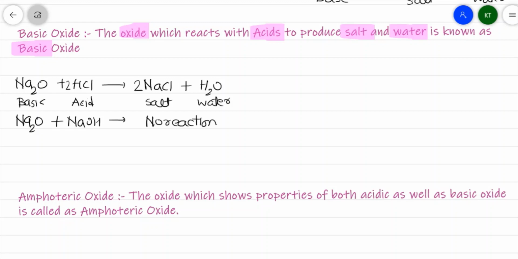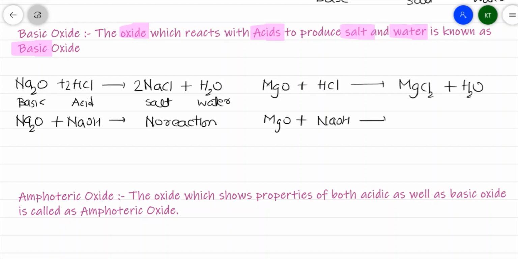The same happens with magnesium oxide. I'll take magnesium oxide and react it with HCl, and magnesium oxide I'll also react with NaOH. Here with HCl, when it combines, it gives salt, that is MgCl2, plus water. When I react with NaOH, there is no reaction.